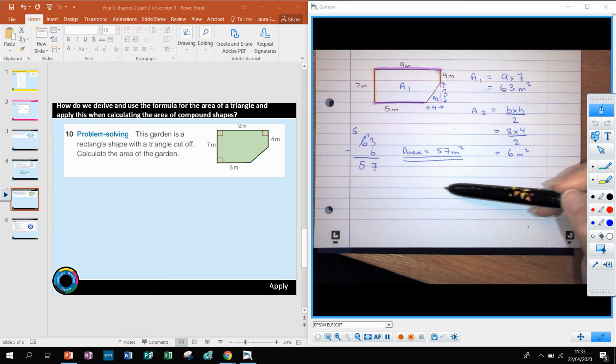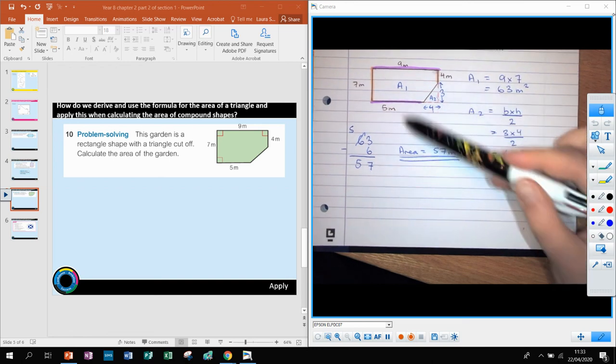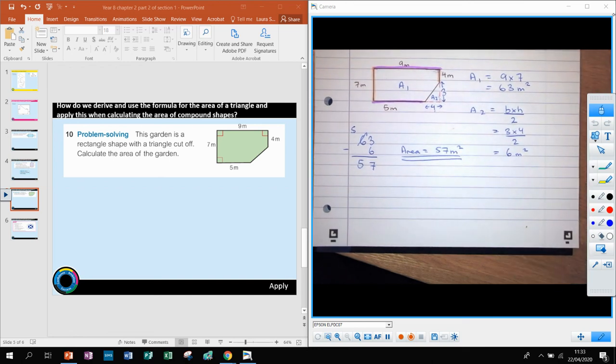However, I think lots of you will find that quite logical and maybe easier than our first method. But what you'll see is that they both worked, so it doesn't matter which method you choose. Okay, but well done on that.